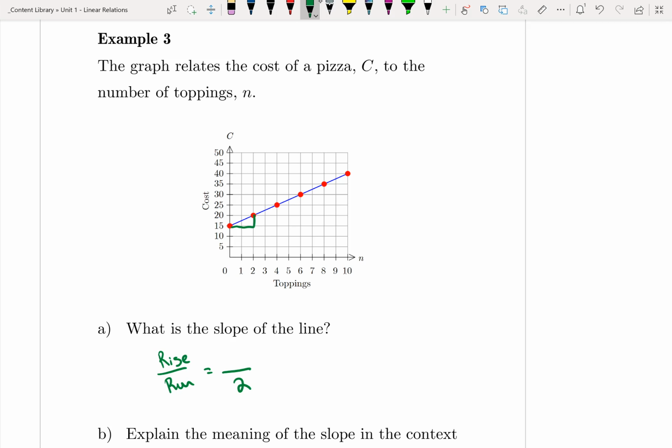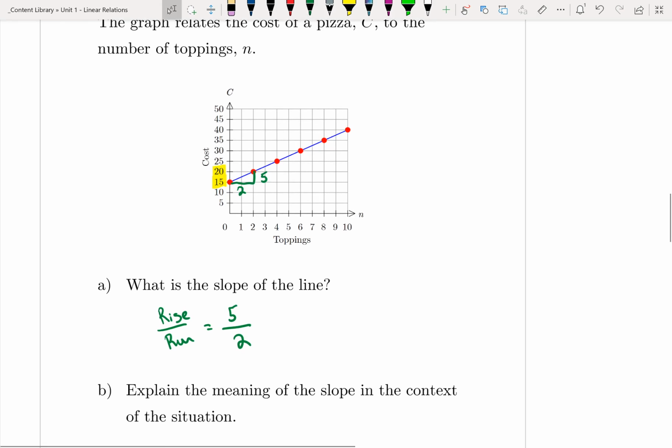And my rise in this case, while I'm only going up 1 square, I have to look at the scale at the side. The scale at the side goes up by 5s. So even though I'm going up 1 square, my rise is not 1, but actually 5. So that means my slope is 5 over 2, or I can reduce this to 2.5.